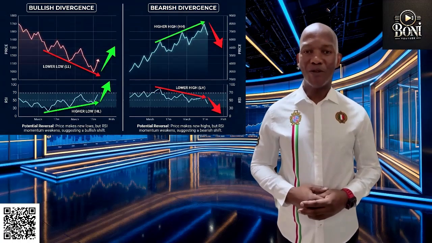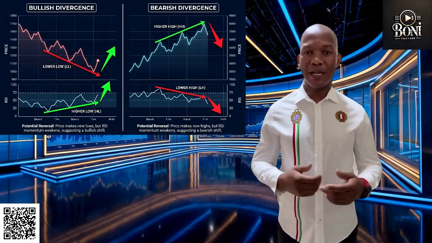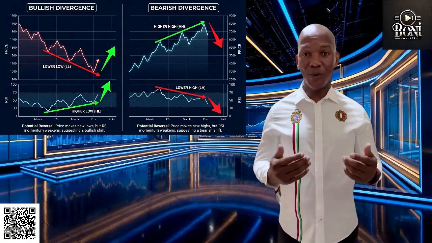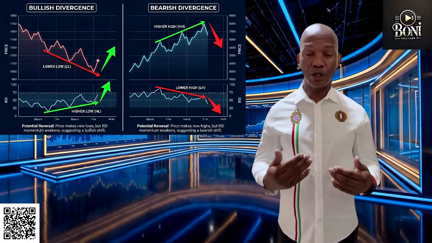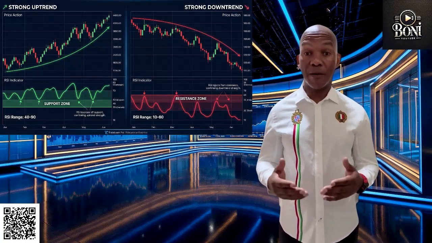One of the most powerful signals that the RSI can provide is divergence. Divergence occurs when the price of an asset is moving in the opposite direction of the RSI. There are two types of divergence, bullish and bearish. The RSI can also be used to confirm a trend.